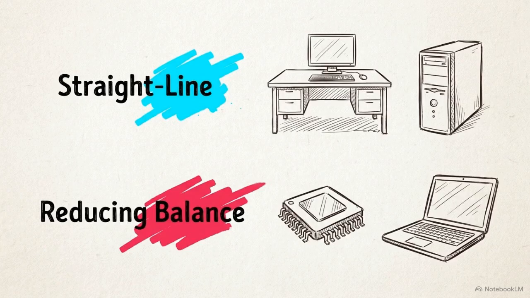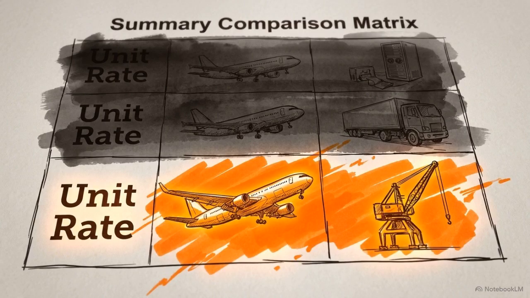This matrix maps out the ideal categories. Use straight line for buildings and office furniture. Choose reducing balance for tech hardware and software. Apply the unit rate method to heavy factory equipment and commercial aircraft. This ensures a precise financial record of your physical resources.